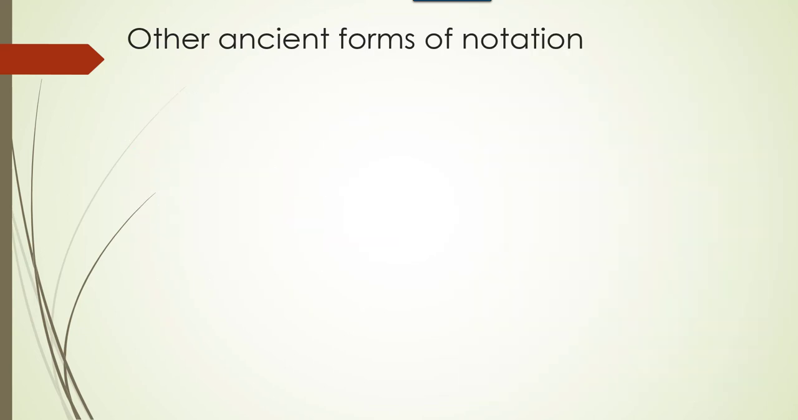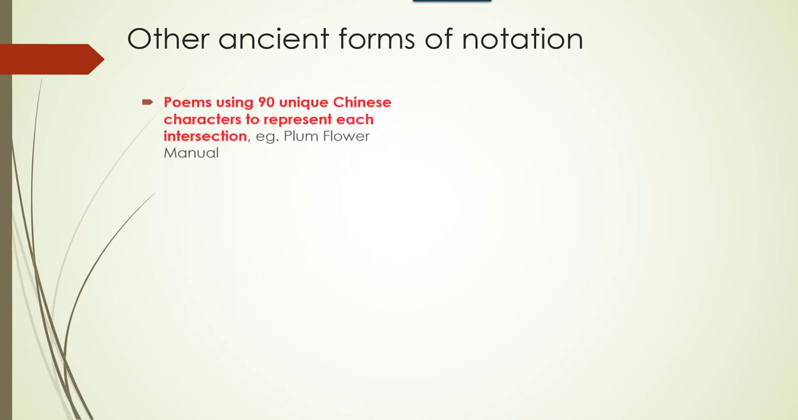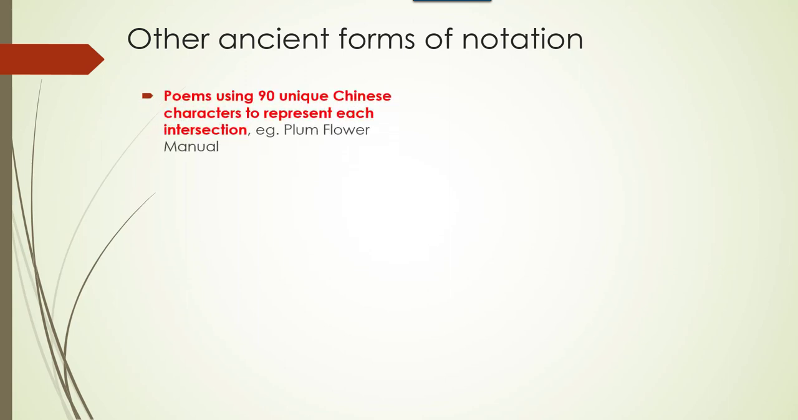Okay, in the final part of my short tutorial, I will do a simple introduction of the forms of notation that were used by the ancient Chinese. Basically, there are several formats, but two of the most commonly used ones were using a poem with 90 unique Chinese characters to represent each of the intersections on the board, and also purely descriptive notations, whereby a move will go something like a chariot to capture the third pawn, or cannon is retreated to the riverbank in Chinese.